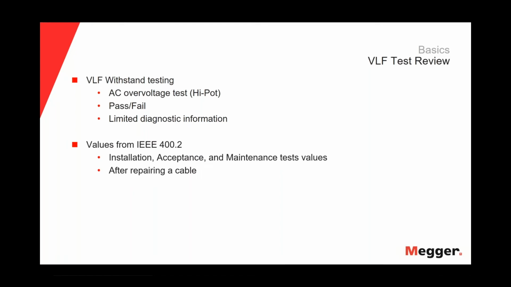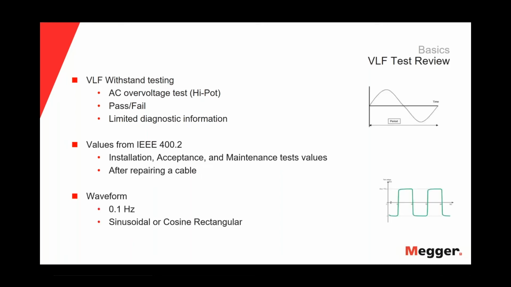Okay, we can use the VLF test for installation, acceptance, or maintenance tests, and/or after repairing a cable. And for the VLF test, we have two wave shapes, the sinus wave shape and the cosinus rectangular wave shape. And the frequency that we will use in this AC high-pot test is 0.1 hertz. The reason I want to do a quick review of the VLF test is because for the tan delta test, we will see later that we will use the sinus wave shape.